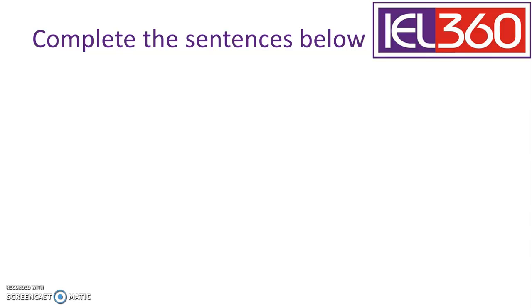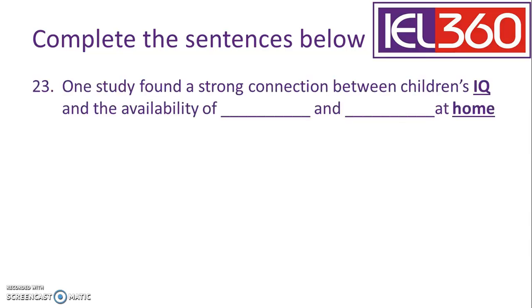So let's take a look again at what we might scan for in this case. So for 23, my focus here would be IQ, because there's IQ and intelligence are about the only ways we say that. That shouldn't be too hard to find. And then home. Again, home, there's not that many ways we say that. So what is it that's available at home? What are the 2 things?